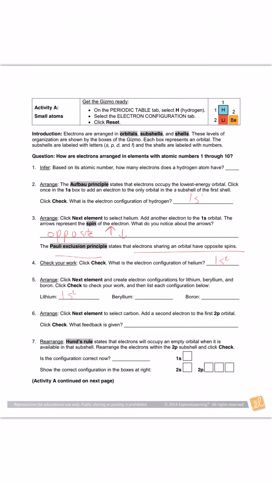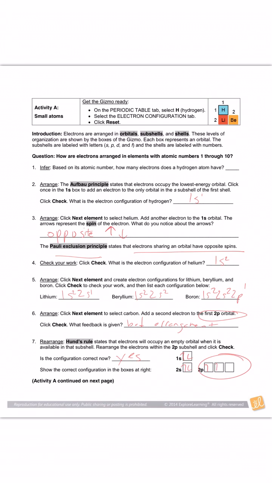This would be 1s2, 2s1, then 1s2, 2s2, then 1s2, 2s2, 2p1. Feedback that's given if we try to put it back in the first orbital is that it is a bad arrangement or something to that effect. Is the configuration correct now? It is, and it would be up, down, up, down, up, up.